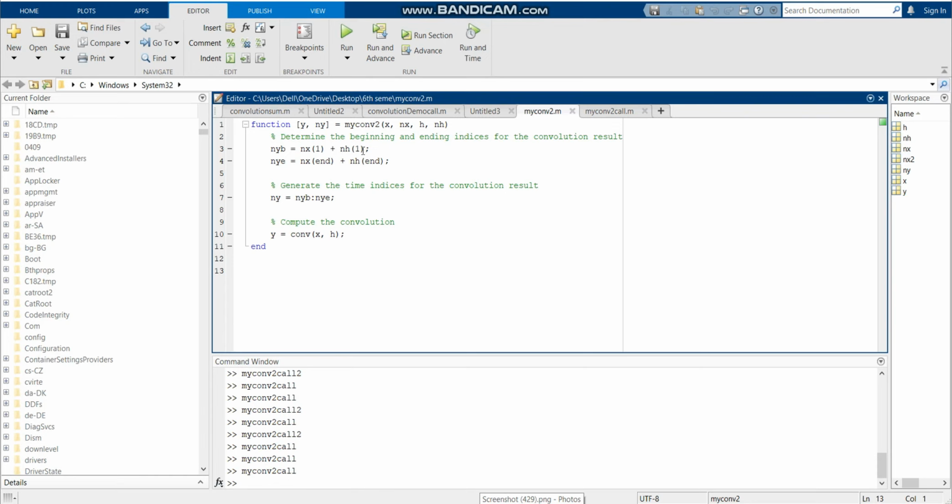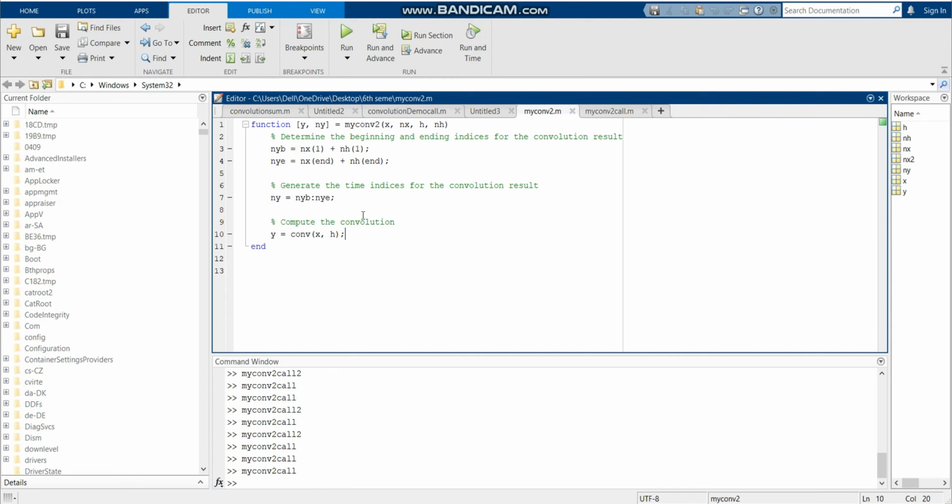The MATLAB function myconv2 calculates the convolution of two input sequences x and h provided with their corresponding time indices n of x and n of h. It determines the starting and ending indices for the resulting convolution by adding the respective initial and final time indices of both sequences. Then it generates the time indices for the convolution result based on the calculated range. Finally, it computes the convolution using the built-in conv function in MATLAB, returning the result y along with the corresponding time indices ny.